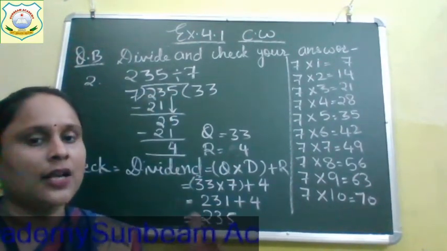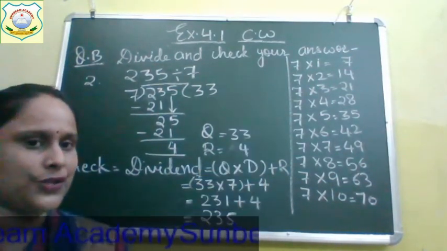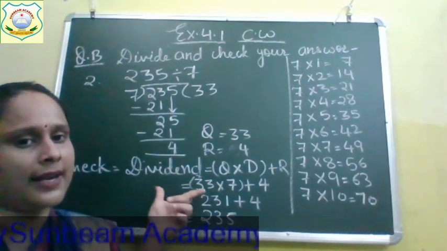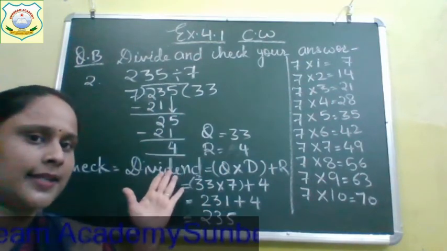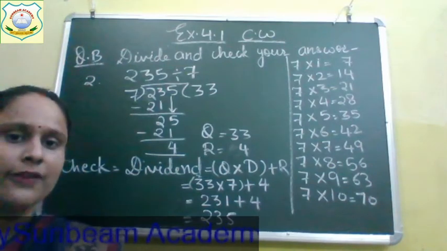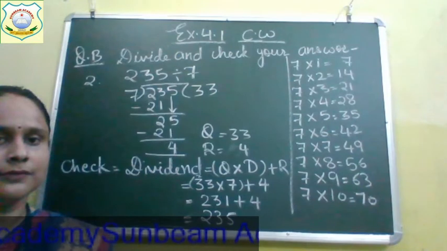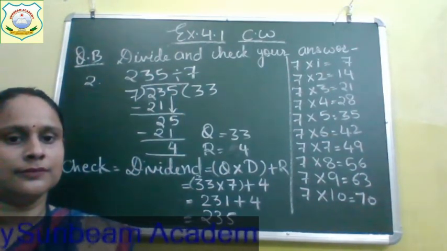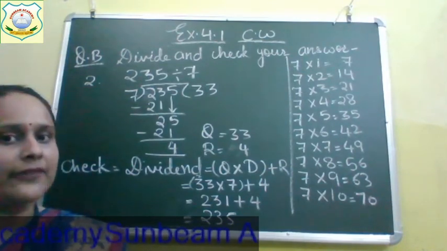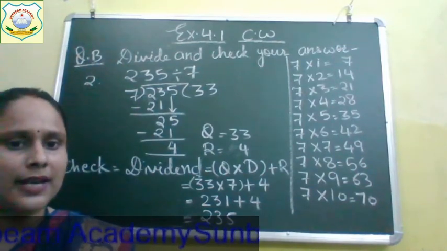We got our dividend. That means our checking formula was also correct and our division was also correct. We apply this formula to check whether our division was correct or not. So our division was correct. So children, now copy down this question in your notebook, everyone. Have you all understood? First we have to divide and then we have to check whether our answer is correct or not.